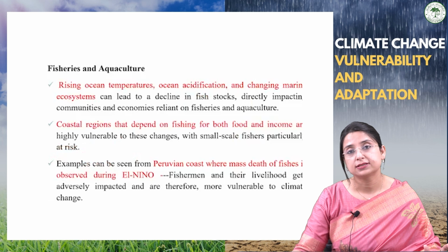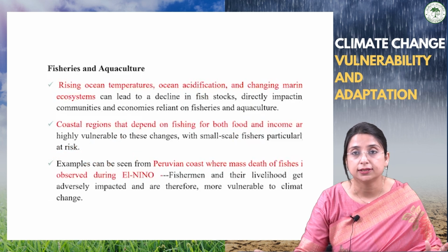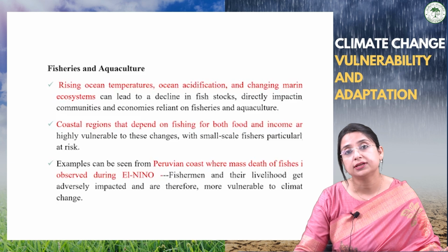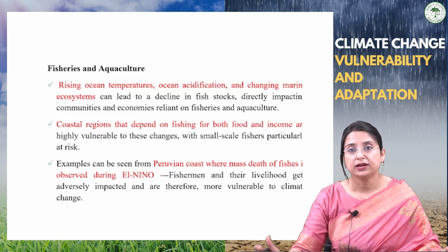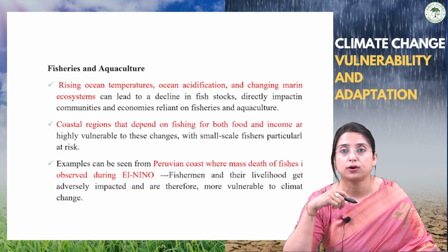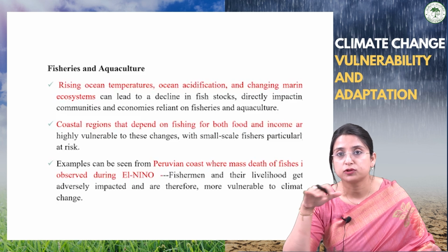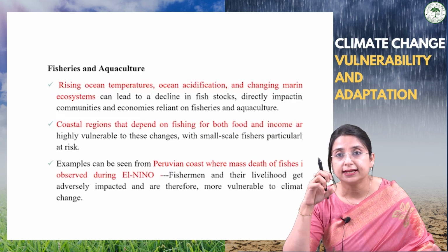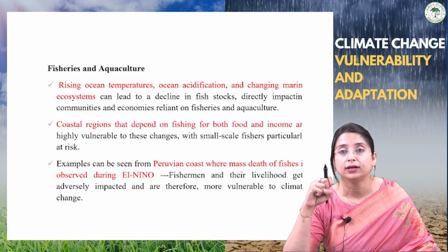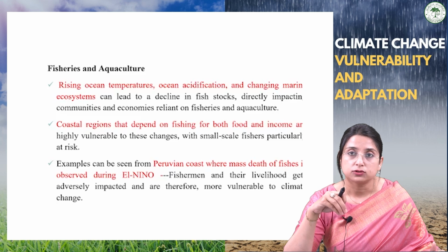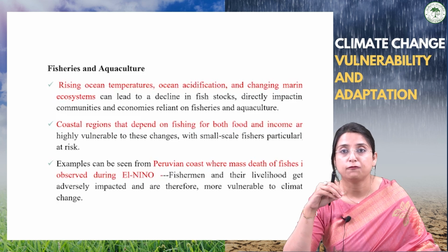Another sector of the economy which is climate sensitive is fisheries and aquaculture. When we talk about rising ocean temperatures or ocean acidification, actually ocean acidification is a process where carbon dioxide is absorbed by the ocean water, thus increasing its acidic content. That is known as ocean acidification, which highly affects not only the growth of the phytoplanktons, but also the zooplanktons and fishes which are dependent on those phytoplanktons. Ocean acidification also affects the bleaching of coral reefs.